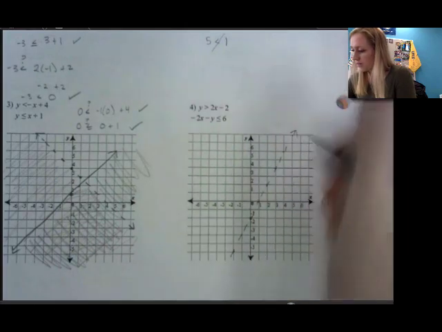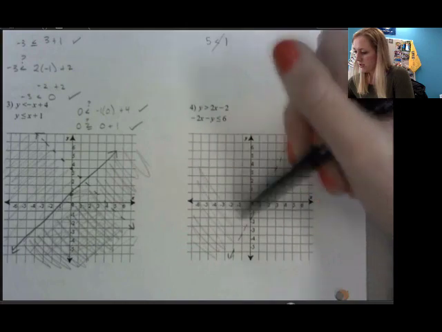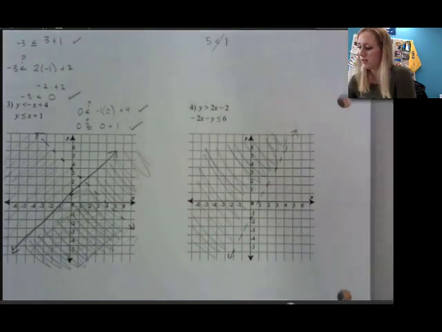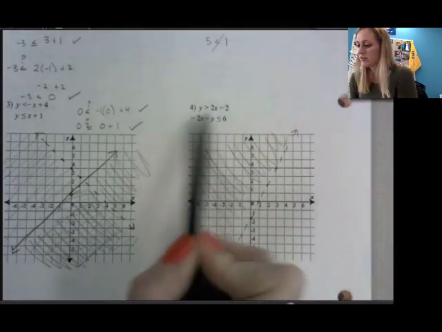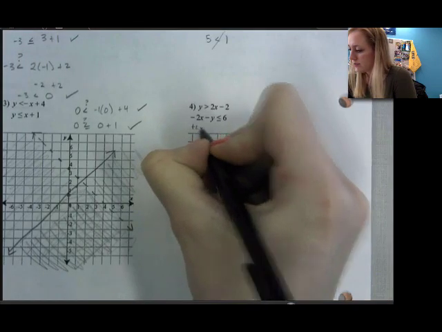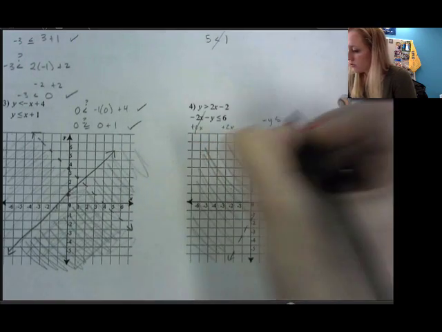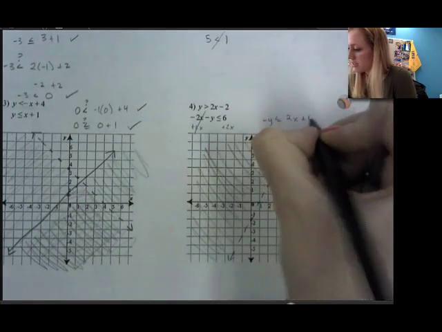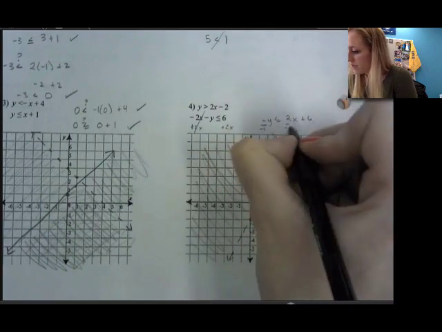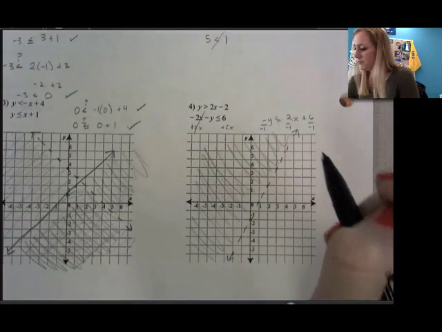All right, and it's y is greater than that, so we're going to shade above that line. All right, the bottom one is not in slope-intercept form, so I'm going to go ahead and rearrange it. So I'm going to add 2x to get y by itself here. So I have negative y less than or equal to 2x plus 6. Divide everything by negative 1, and it's an inequality. When I divide by a negative, it's going to flip my symbol.